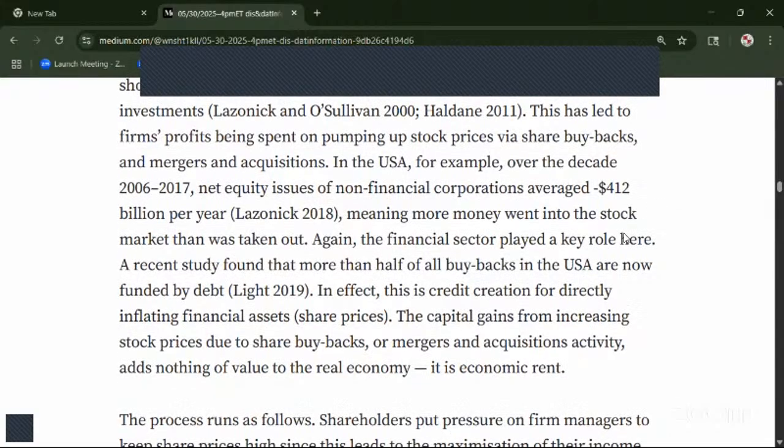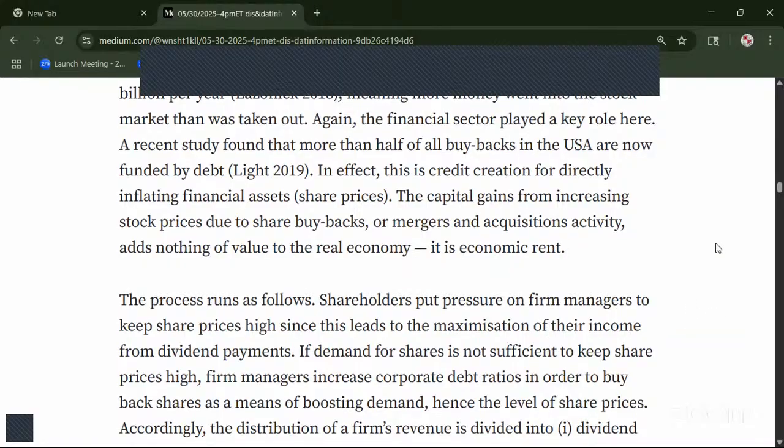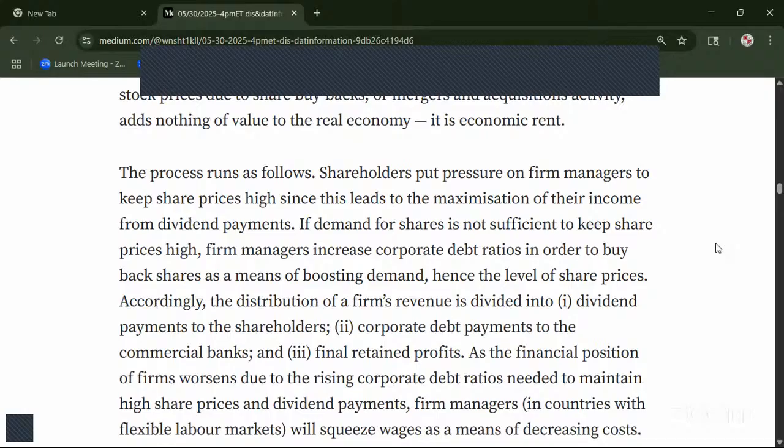Shareholders put pressure on firm managers to keep share prices high since this leads to the maximization of their income from dividend payments. Now, if demand for shares is not sufficient to keep share prices high, firm managers increase corporate debt ratios in order to buy back shares as a means of boosting demand, hence the level of share prices. Accordingly, the distribution of a firm's revenue is divided into number one, dividend payments to the shareholders, number two, corporate debt payments to the commercial banks, and number three, final retained profits.